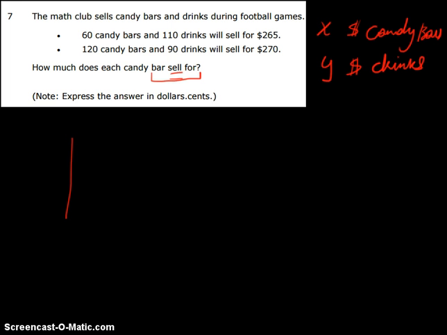So the first thing that we need to identify is, what are we looking for? Well, in this case we're looking for the price of candy bars that we are selling them for. So let's create our little chit chat that tells us what is what. Let's say X is the price of individual candy bars, and then Y would be the price of soda drinks in this case. Okay, so based on this we can create a little box that demonstrates these two scenarios.